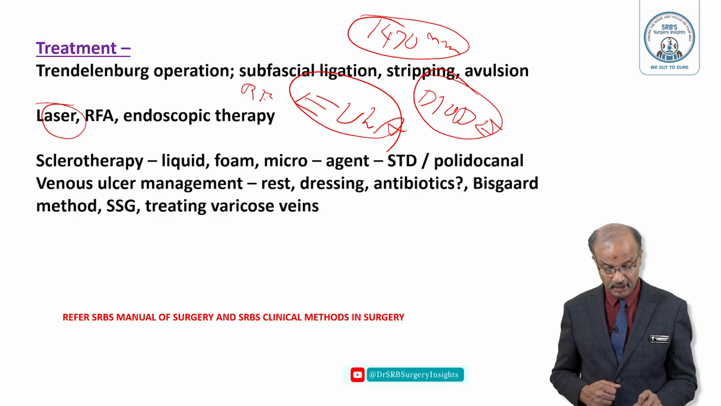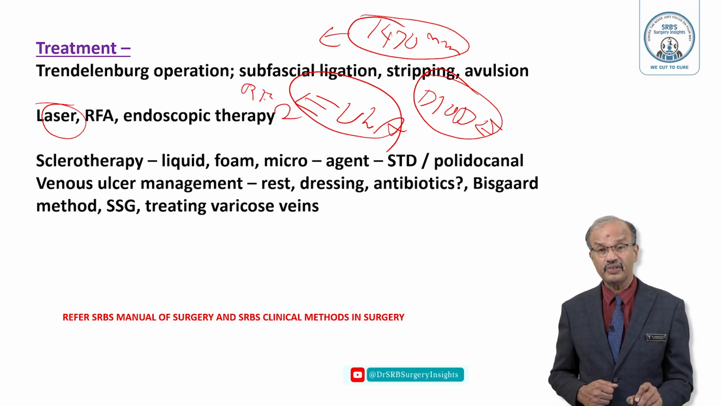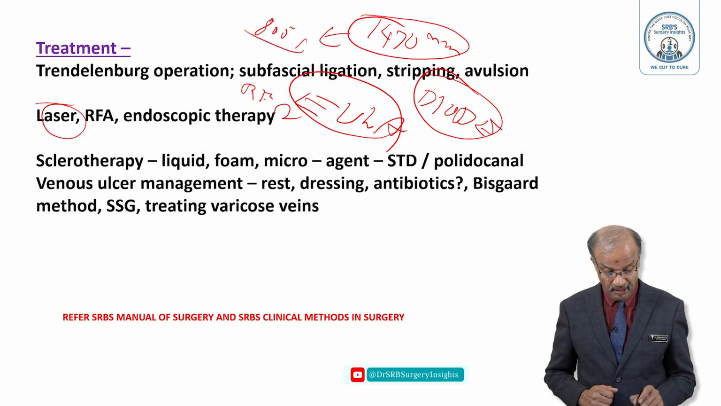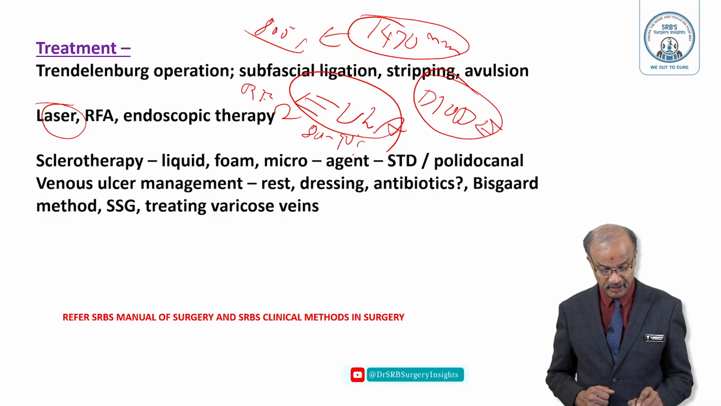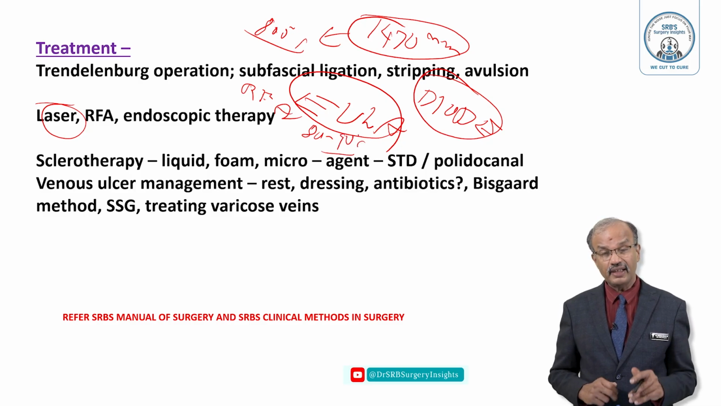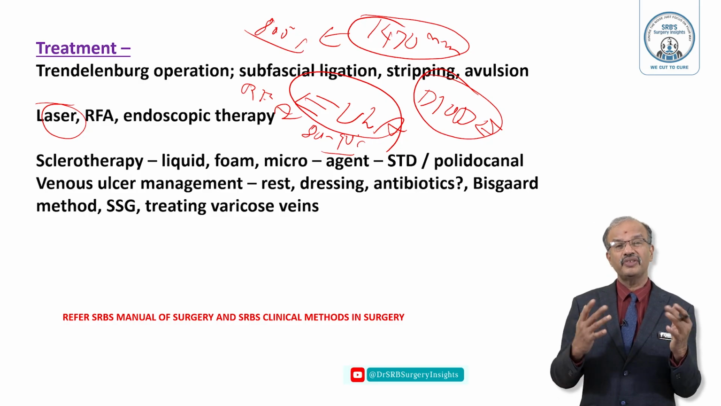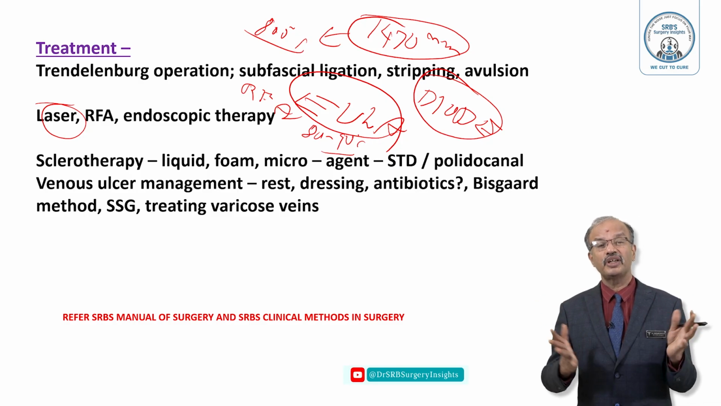And RFA, radiofrequency ablation, is also there. Laser causes around 800-degree temperature at the tip, so it completely seals the vein, whereas RFA causes around 80 to 90-degree temperature. Temperature is less in radiofrequency ablation. The effect is the same, but laser is said to be better. Individual surgeons, individual studies, different versions.